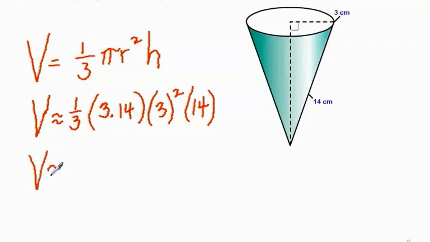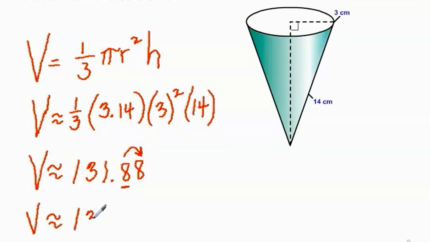Now is the time to pick up your calculator and do the multiplication and the division by 3. And if you do it correctly, on your screen, you will see 131.88. We were told to round to the nearest tenth. So using our rounding off rules, we would now have 131.9.